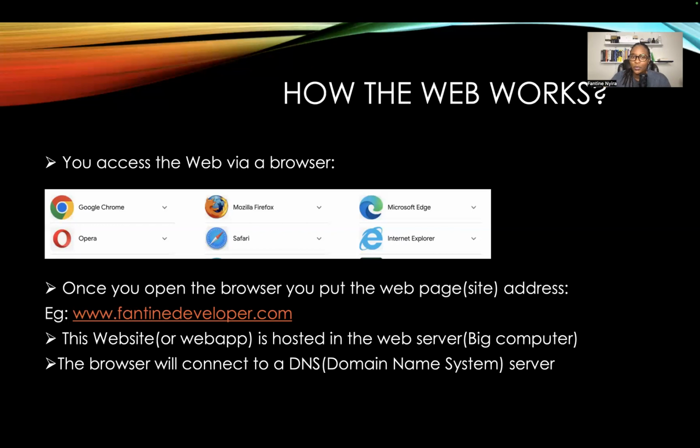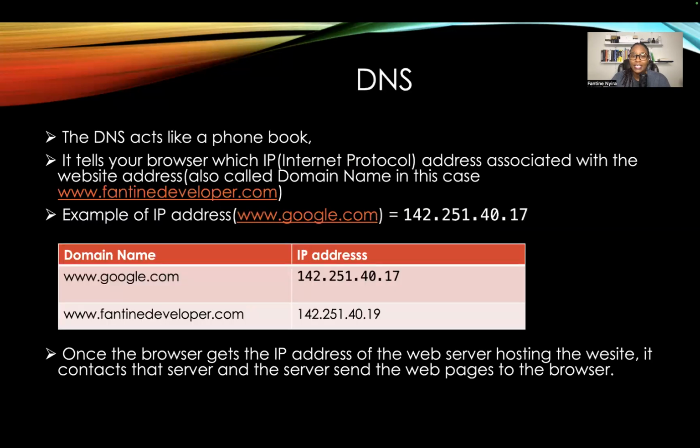The browser will connect to a DNS, a domain name system server, which acts like a phone book. A phone book is like when you have the name of a person, and in front of that name, you have their phone number. So DNS acts like that. When the browser puts in the address, it reaches the DNS, and the DNS will go to its table and say, hey, this domain name address is associated with this IP address.